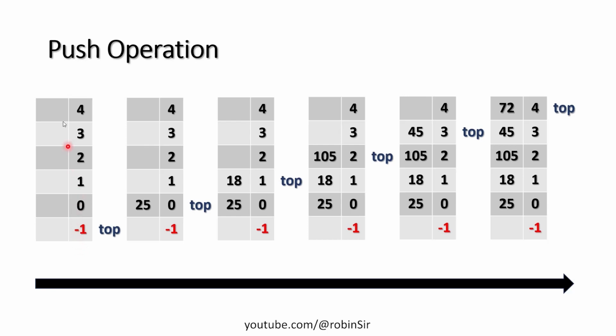Now let's say you have pushed one element into the stack. You have pushed 25. So what happens is, top firstly increments itself by 1. So top was pointing to -1. It increments itself by 1. So now it points to 0, index 0.